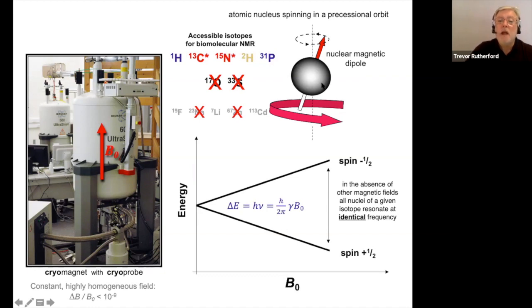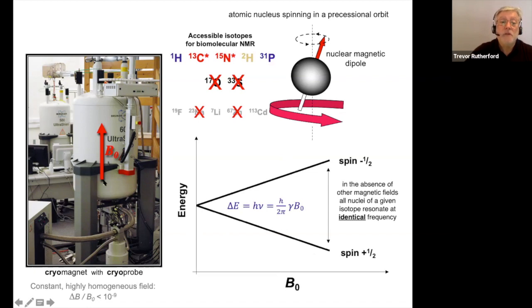Okay, and when we place that atomic nucleus in a magnetic field, it adopts one of two possible spin states. The quantum mechanical selection rules dictate that it can only adopt one of two individual spin states. And the energy of those two states is very different as we put the molecule into an external magnetic field, which we're going to designate with the term B0.